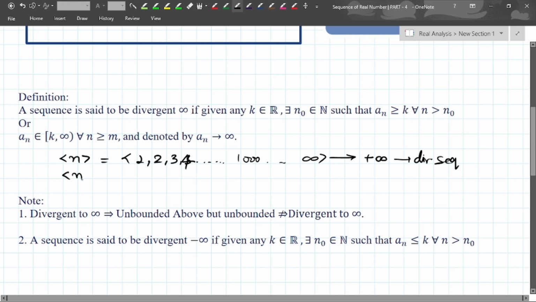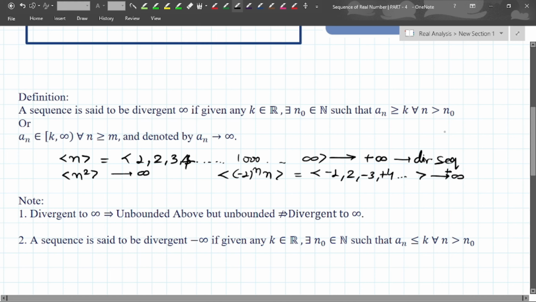One more example we can take is n squared. It is also going to plus infinity. We can take one more example, that is (-1)^n times n. This is nothing but minus 1, 2, minus 3, plus 4. This will also go to infinity only, that we can say.